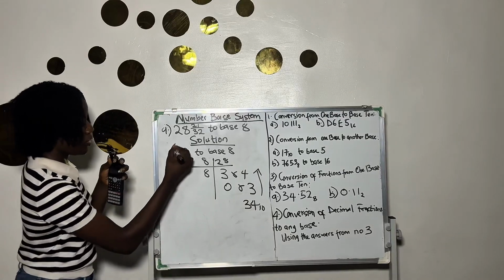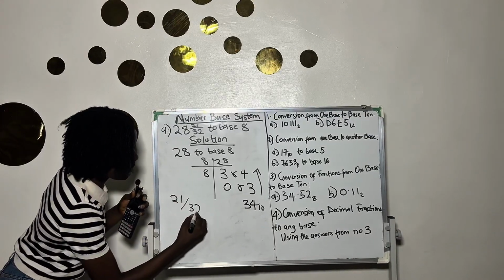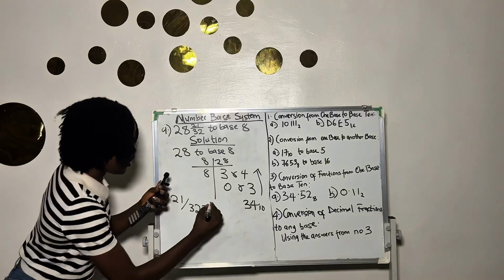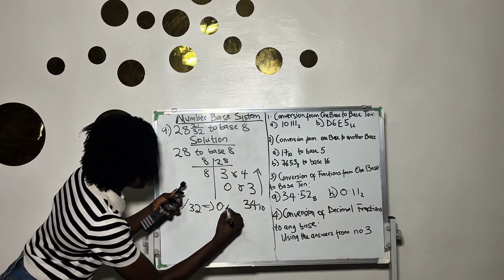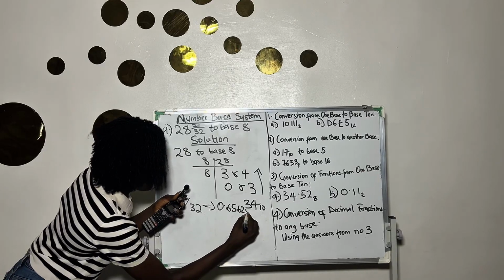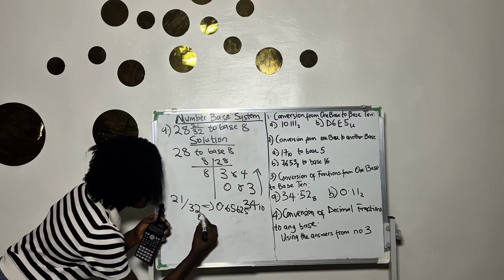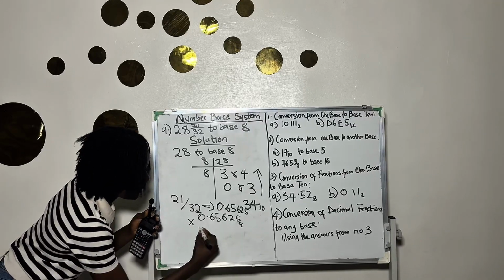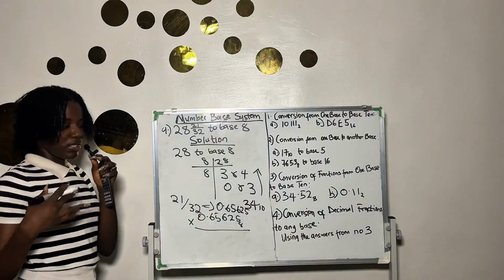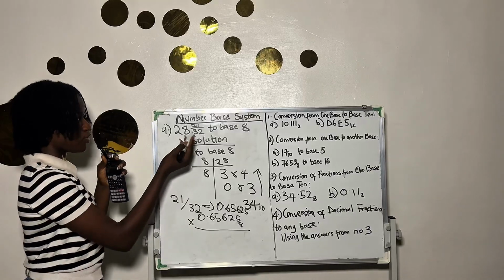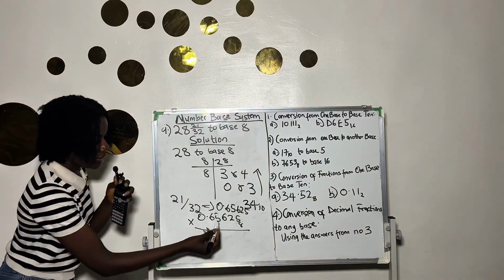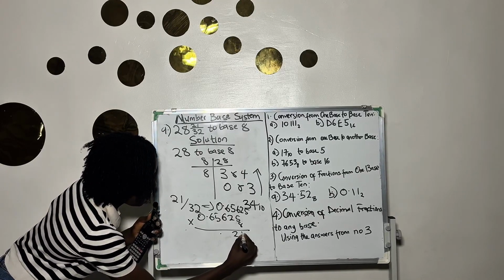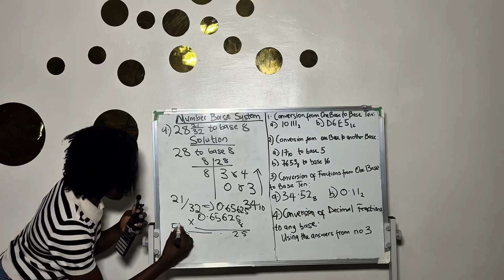So I'm going to convert 21 over 32. First of all, let's put this in decimal points. This will give us 0.65625. So we have 0.65625 times 8. So we're going to be using repeated multiplication to convert this fraction to base 8. So this times 8 will give us 5.25.